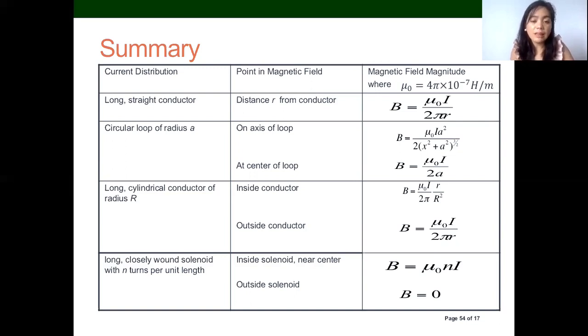For cylindrical and solenoid, you can use the inside and the outside formulas of different conductors with different current distribution. I hope this short video will help you understand how to compute magnetic field in a single wire loop. And I believe you can also solve for the solenoid and the cylindrical conductors.